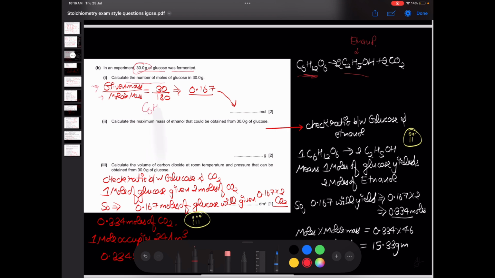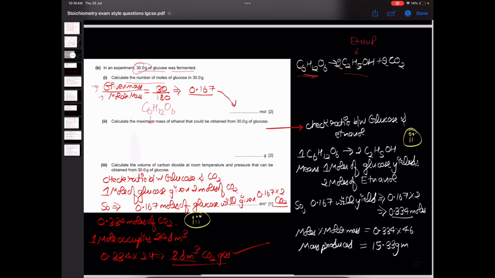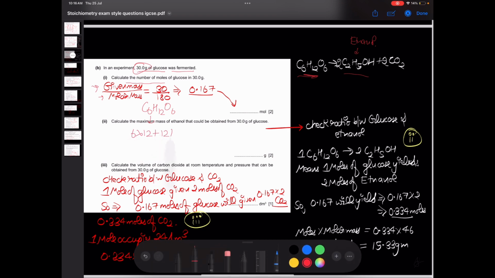Glucose molecular formula is C6H12O6. So if you do the maths, 6 times 12 plus 12 plus 6 times 16, you will get 180. Alright, I've done the maths already, so I'm just writing it as it is. 30 by 180, that is 0.167. So this gives us the moles of glucose. Okay. Now comes the ratio application part. Calculate the maximum mass of ethanol that could be obtained.